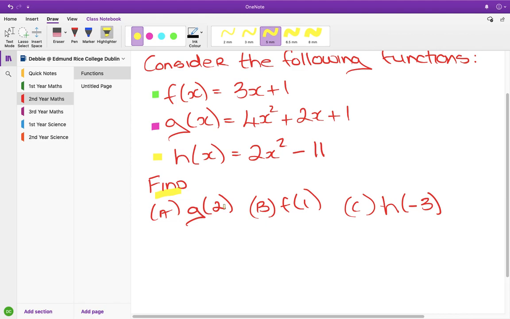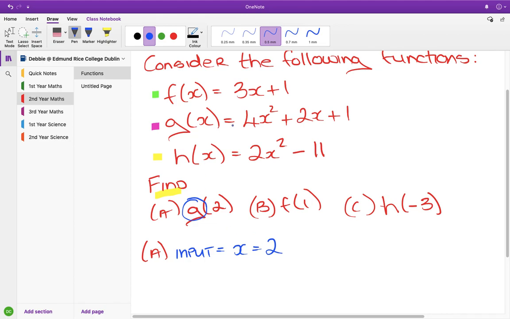So the first one is g of 2. So we'll do A down here, and g of 2. So the input, or the x value, is 2. So we know that x is 2, but there's a load of x's up here. So where do we put the x? That's what this tells us. So we're going to make x 2 in the g function.